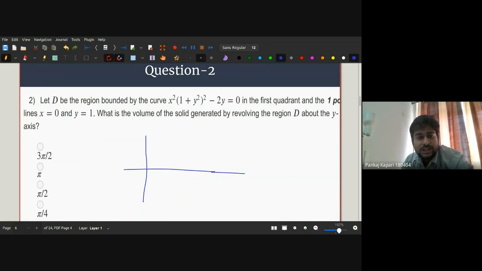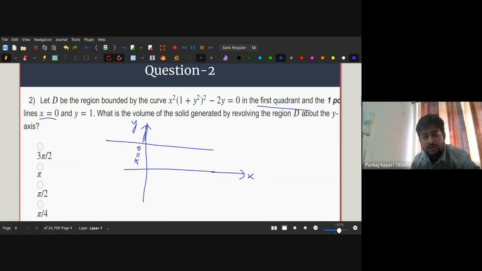This region is in the first quadrant, so we already get two lines. That means these are the x-axis and y-axis, and the solid must be in the first quadrant. What is the line x equal to 0? The line x equal to 0 means the y-axis. So this is the line x equal to 0, and then we have a line which is y equal to 1. So this is, let's say, the line y equal to 1.